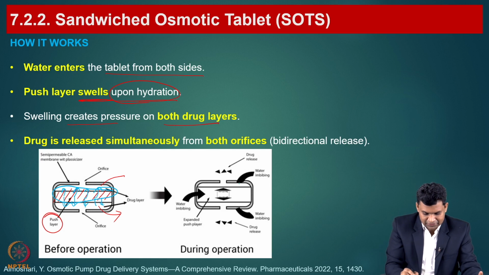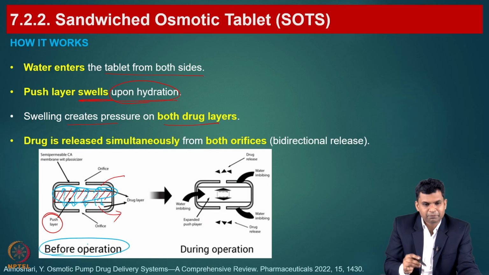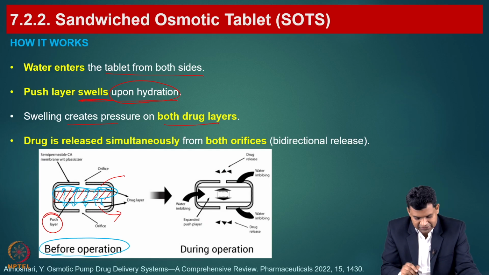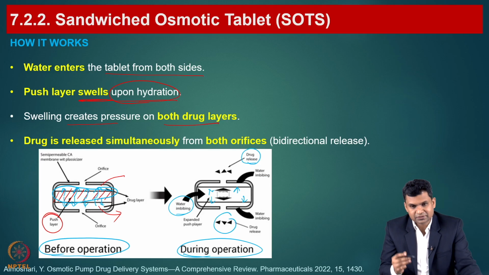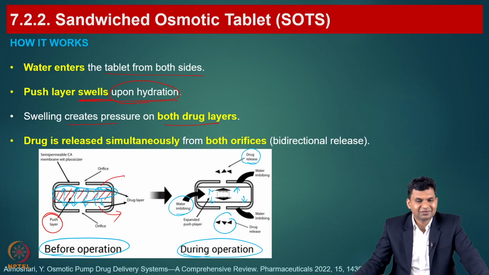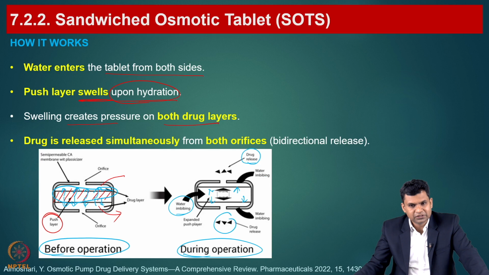Now, you can see in the pictorial representation, this is before operation or before treatment, and after this is after administration. So, here you can see the water is entering. Now, it will help in the pushing of the drug molecules from the core system. So, the drug will release from both sides. In this case you can expect a high amount of drug release as well as a controlled system throughout the treatment. So, here we have two orifices in these systems.